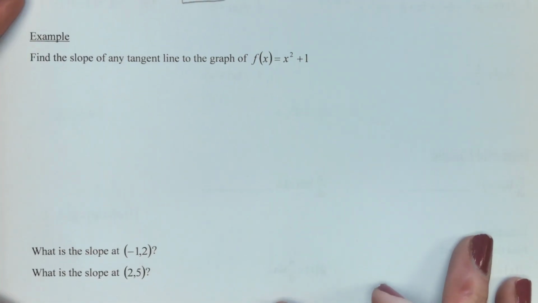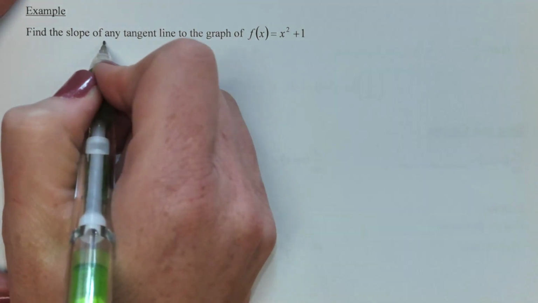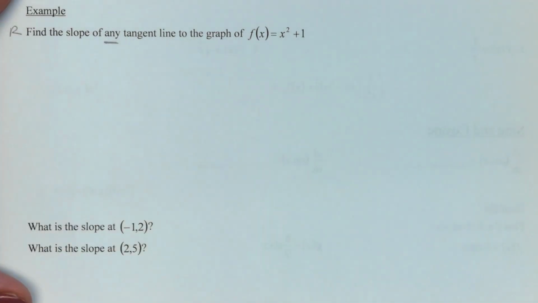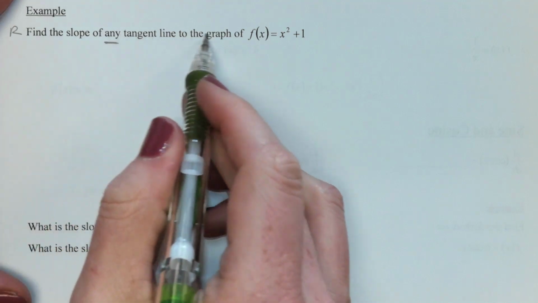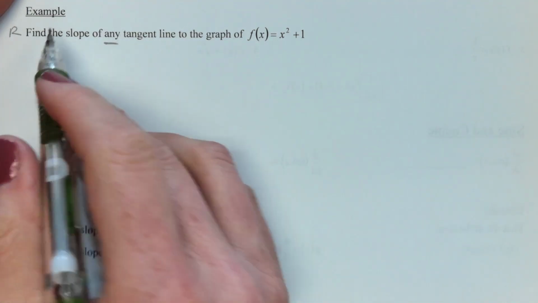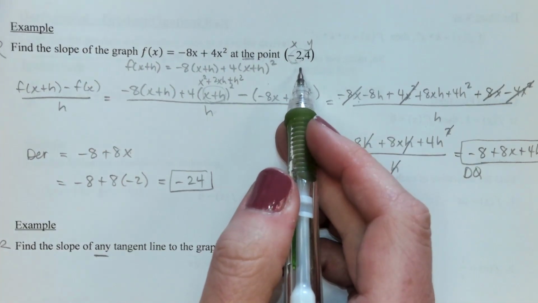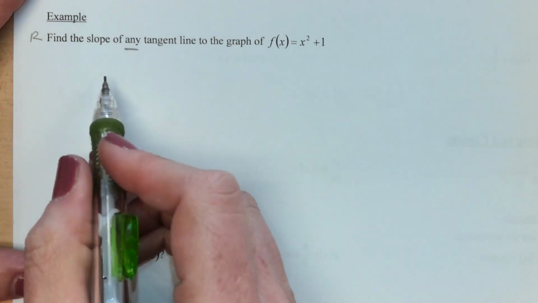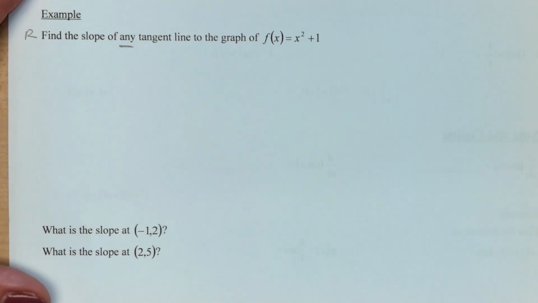And one more to go. It says find the slope of any tangent line. That's a right box question to this graph. So right here I don't have any numbers to plug in, not like this one where I had a number to plug in. So since I don't have any numbers to plug in, what you're going to give me back for an answer is an equation, the equation for the derivative.